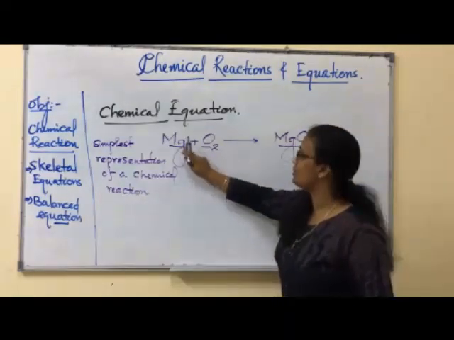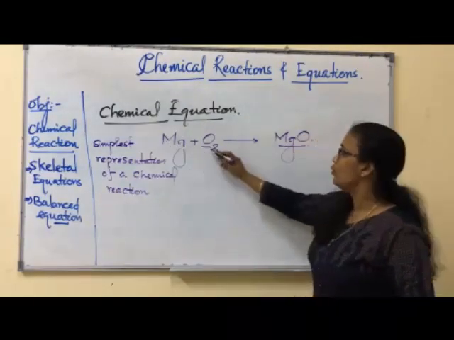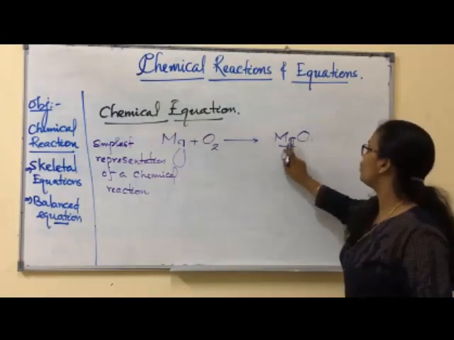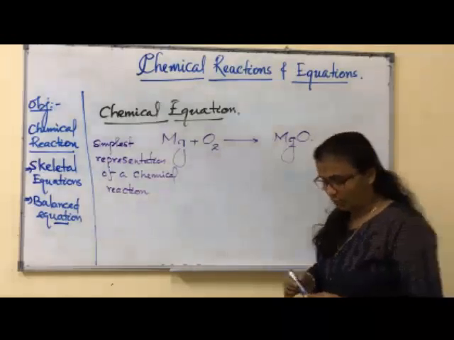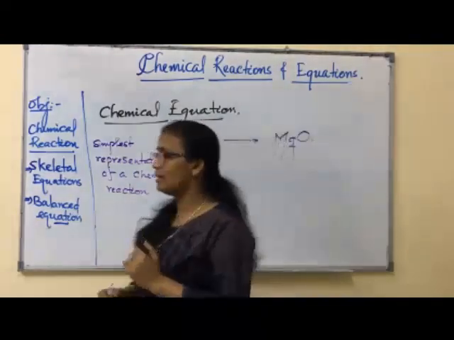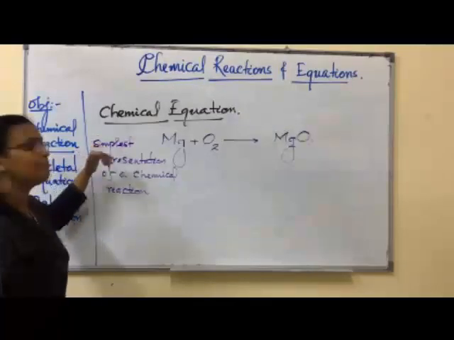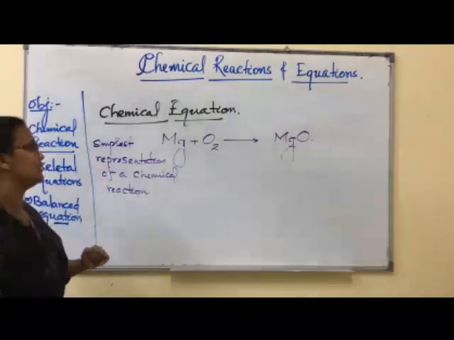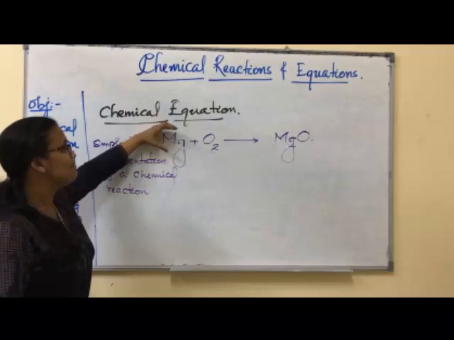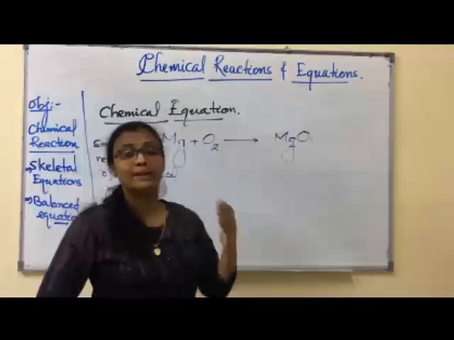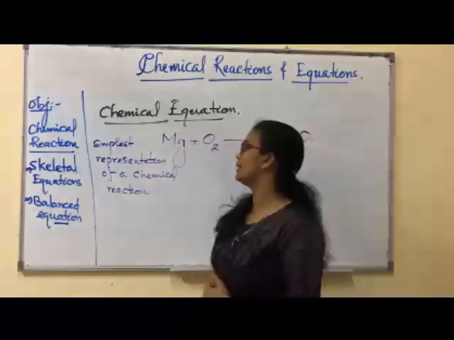Here magnesium is an atom. Then O2 is the oxygen molecule. MgO is the compound. So, a chemical equation means it is the simplest representation of a chemical reaction in terms of the symbols of atoms or molecules or compounds present in that particular reaction.